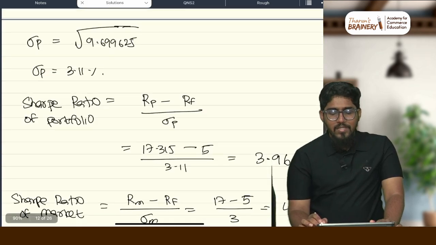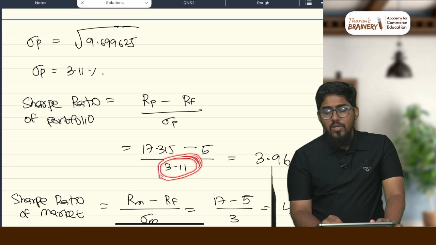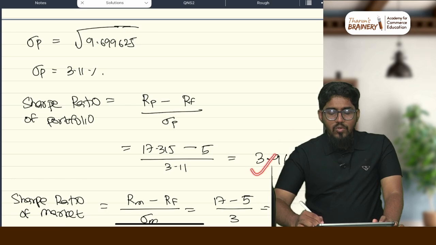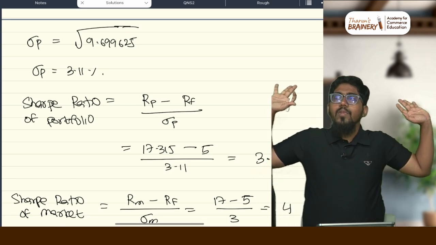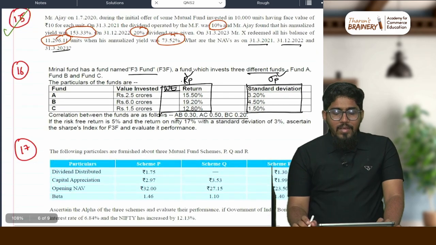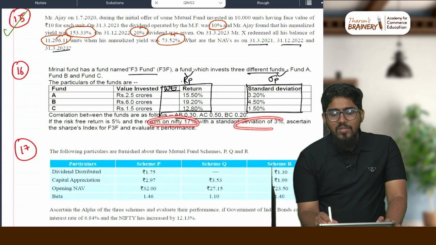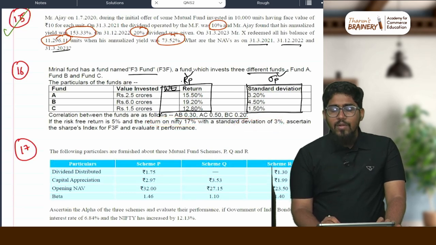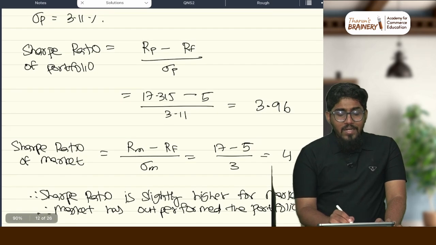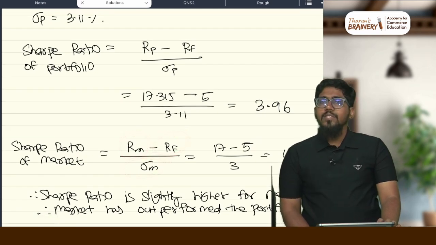Risk-free rate is 5 percent, divided by the portfolio standard deviation, which is 3.11, the same 3.11. So what is my Sharpe ratio? 3.96. Now how to evaluate, sir? I will also find out the Sharpe ratio of the market. The market return is 17 percent and market standard deviation is 3 percent. So the Sharpe ratio for the market is the return from the market minus the risk-free rate divided by the standard deviation of the market.